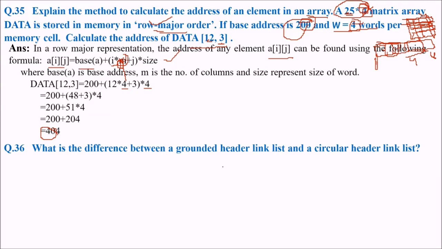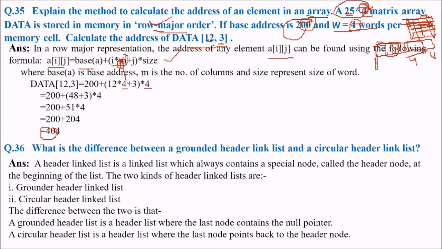What is the difference between a grounded header linked list and a circular header linked list? A header linked list is a linked list which always contains a special node, called the header node, at the beginning of the list. So we have two kinds of header linked lists, which are grounded header linked list and circular header linked list. The difference is that the grounded header list is a header list where the last node contains the null pointer, and in the circular header list, the last node points back to the header node.